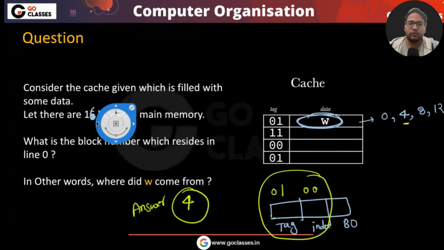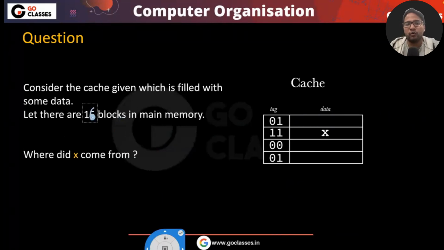See, the tag is given to you, and they're just asking that if this tag is given to you, then what is the block number which is currently in this particular line? Okay, maybe we can do more questions, and then you can understand it more. Can you tell me here what is the block number X is coming from?